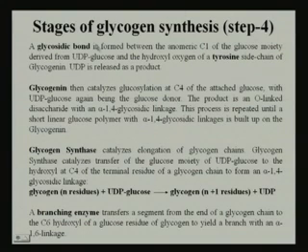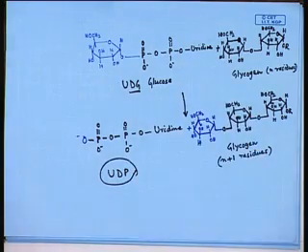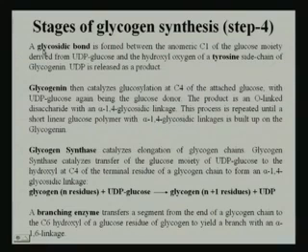Now, if we see the glycogen synthesis, this is the way the synthesis is taking place within the cell. A glycosidic bond is formed between the anomeric C1 carbon atom of the glucose moiety derived from UDP glucose and the hydroxyl group of the tyrosine side chain of glycogenin. UDP is released as a product.